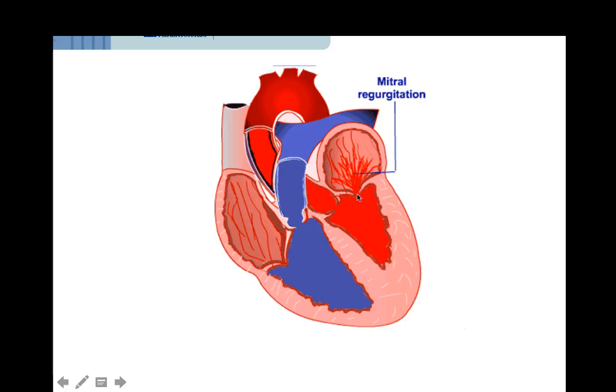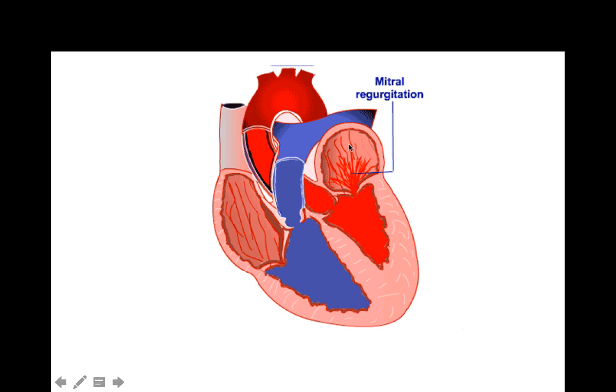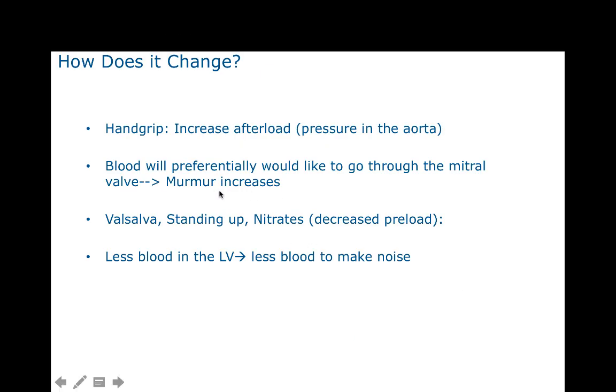Obviously, to the lower pressure. So the murmur intensity of mitral regurgitation with the hand grip is going to increase because it's easier to go through the regurgitating valve. Now, let's talk about Valsalva, standing up, and nitrates.